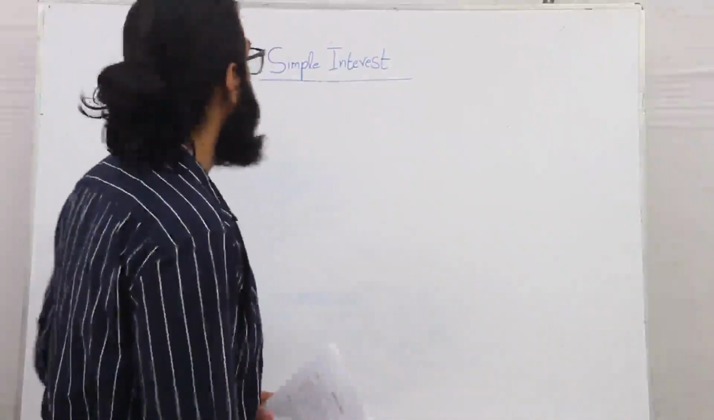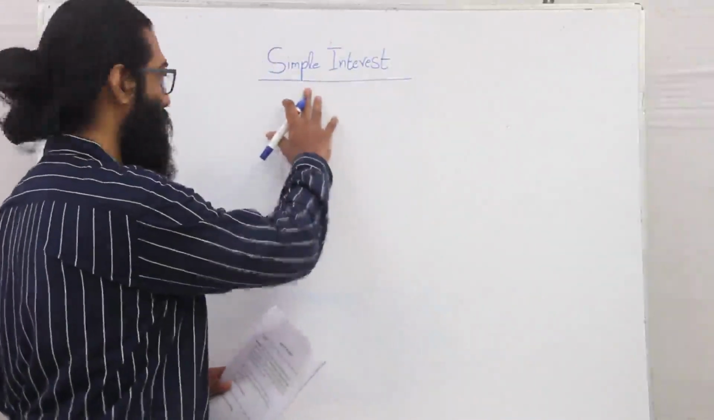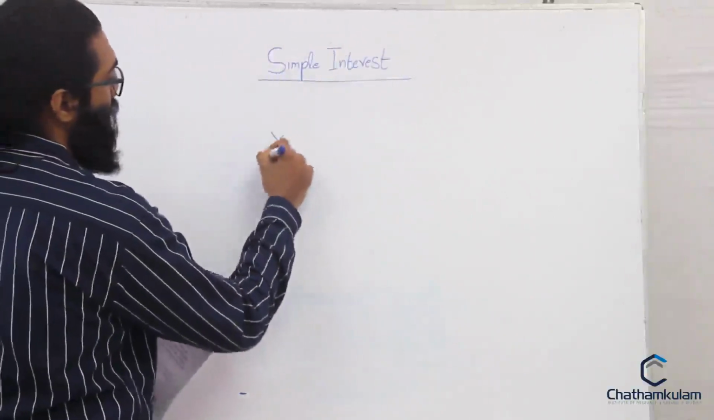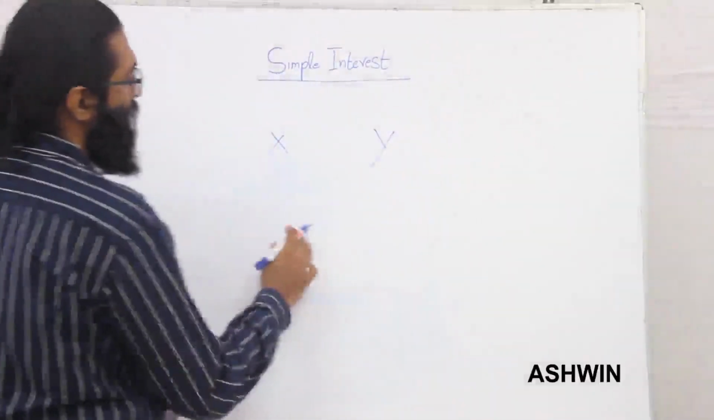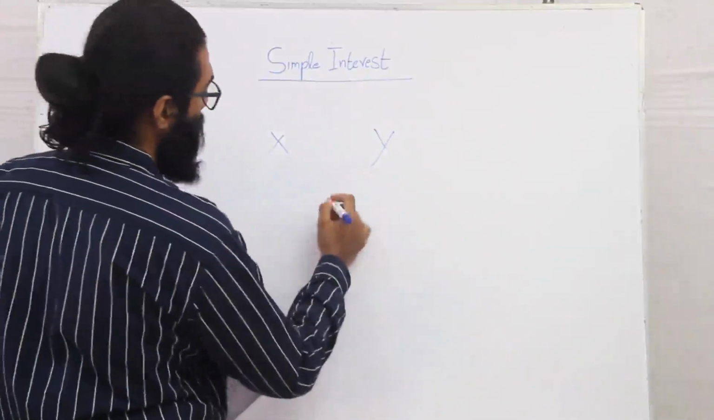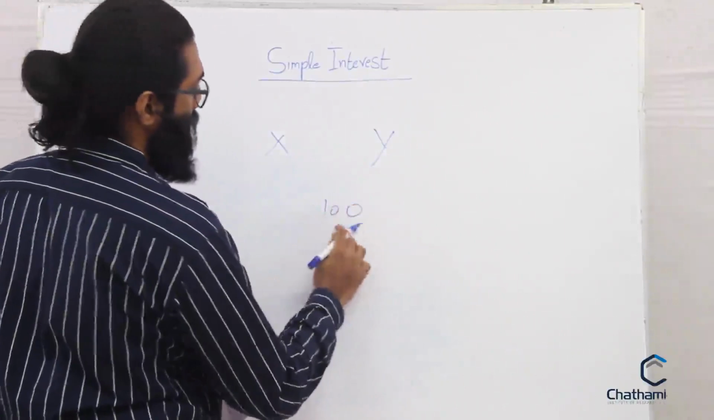We'll be seeing the topic simple interest. Let us take an example. Let's say x and y. Let's say x has borrowed from y an amount of rupees 100.